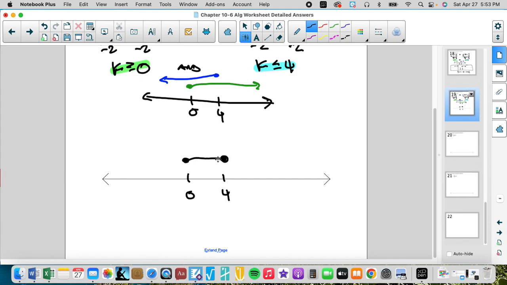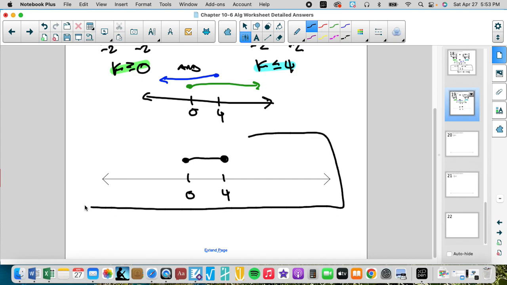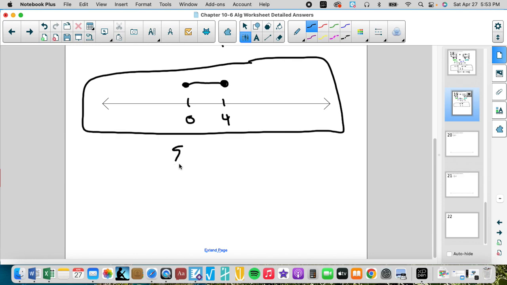Intersection, because it's and. That would be our answer. And the compound sentence would be 0 is less than or equal to x, which is less than or equal to 4.